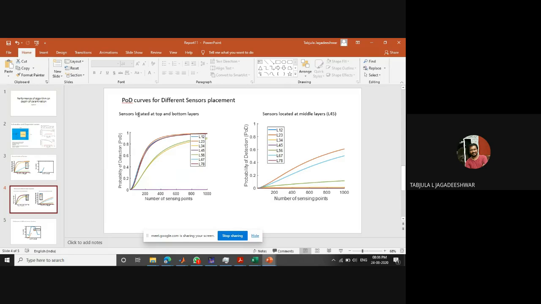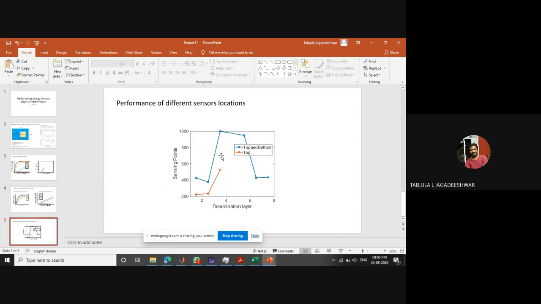The sensors are placed at top and bottom layers. And even in this case, if we observe the performance for L45, there is not much improvement, even though the sensors are placed in the same sandwich area, I mean, in between layer 4 and 5. So irrespective of sensor placement, layer 4 5 doesn't perform better for defect identification here. I mean, the delamination which is located in layer 4 and 5 doesn't help us to identify that.